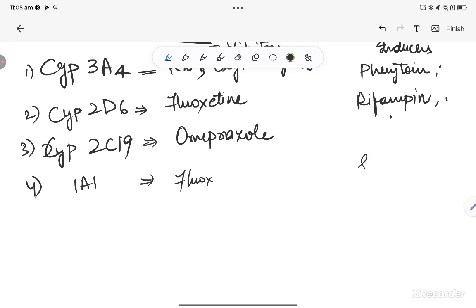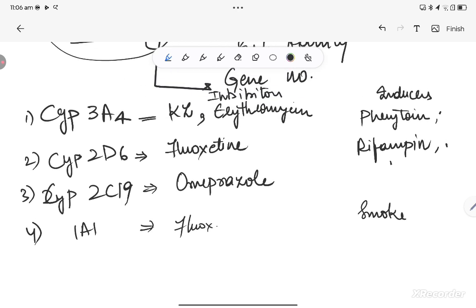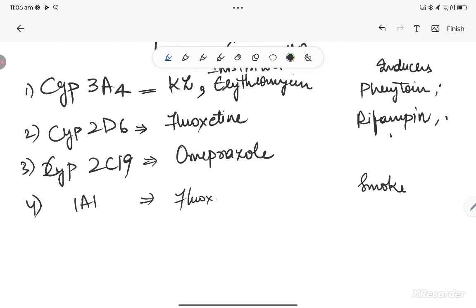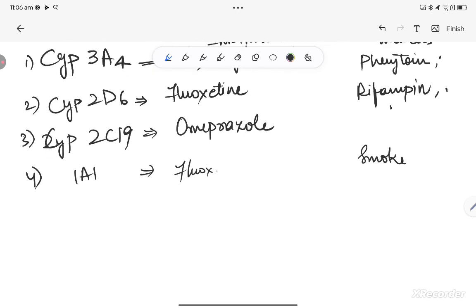Clear. Now, what happens? Your cigarette smoke. Why am I talking about inhibitors and inducers here? Let us say I have prescribed a patient omeprazole only. That is quite often prescribed. I'm talking about an example now.